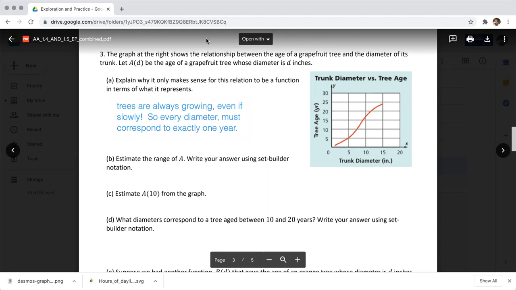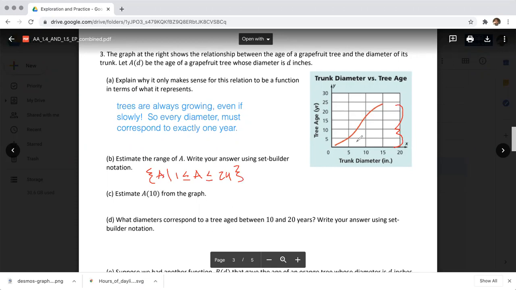Estimate the range and write your answer using set builder notation. Well, the range is the y value, so that's going to be this distance right here. So it looks like the lowest value is maybe 1, and the highest value is maybe 23. So I'm going to say that it is A such that 1 is less than or equal to A is less than or equal to 24. So we're looking at trees that are between the ages of 1 and 24 years old.